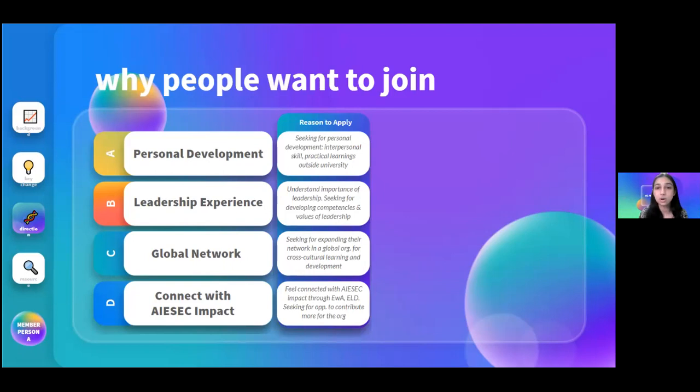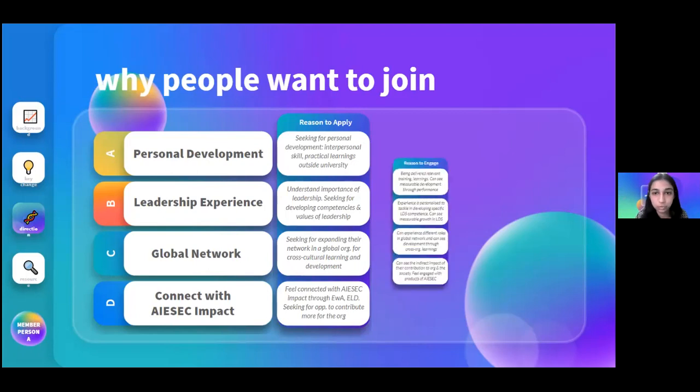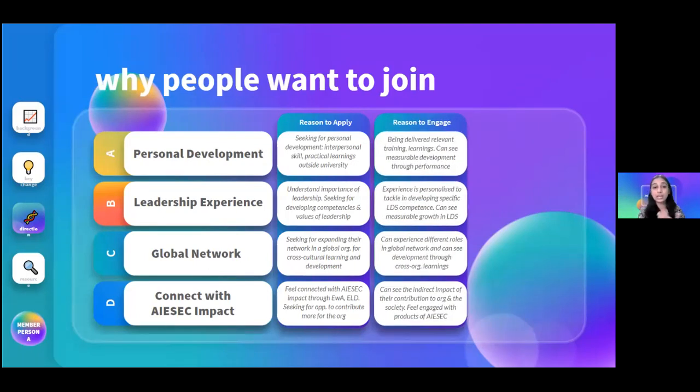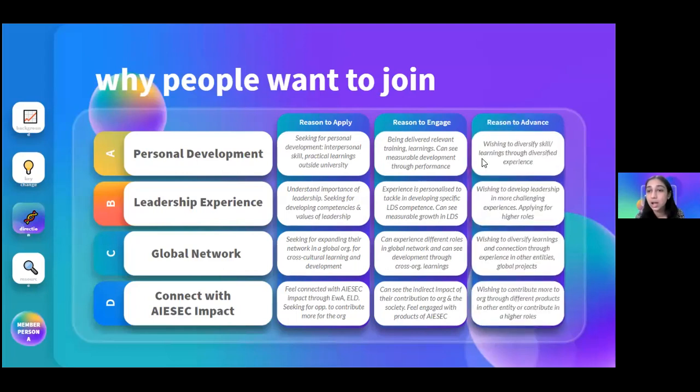So there are reasons to apply. We know why a person would apply for personal development. We know why a person would apply for leadership experience, for global network and impact, and so forth, right? We know how to engage them because we are also the people who are looking for similar skills. We know what we want, and so we know how the journey for a member who is going to join the organization, how to engage them as well. And finally, we know how to help them advance in the organization.